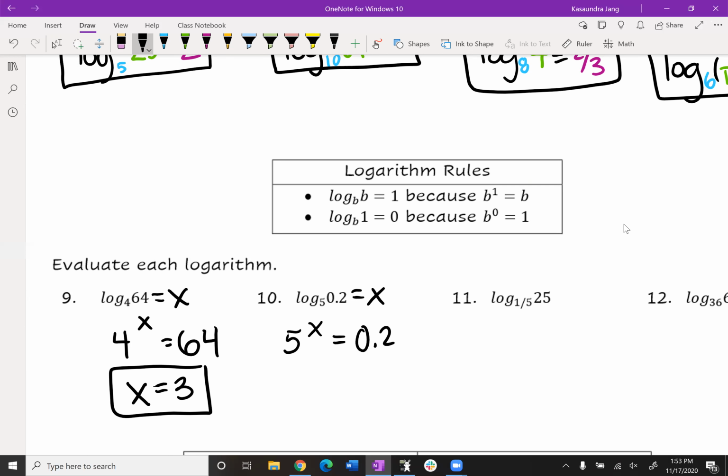What if we look at it this way? Can I put 0.2 as a fraction? Does anybody know what fraction I can do for this? 1/5. Oh, 1/5? Okay, so now Thomas, if it's a 1/5, let's think about it this way. 5 to what exponent is 1/5?